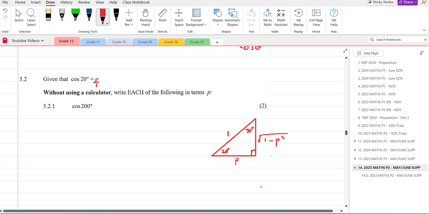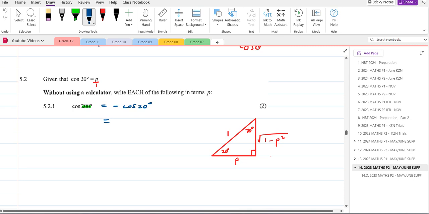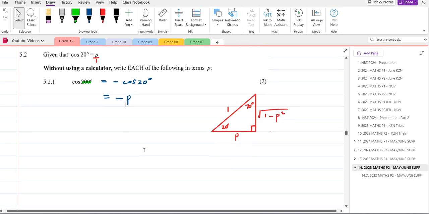Now cos of 200 degrees is in the third quadrant, that is cos of 180 plus 20, and in the third quadrant cos is negative, so negative cos 20 degrees. So my answer is, cos of 20 is P over 1, so negative P. I hope you guys understood that. Moving on to the next problem.